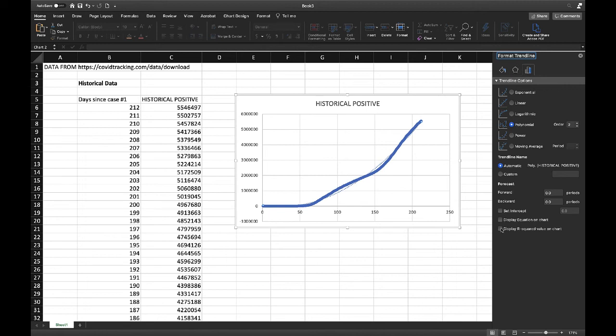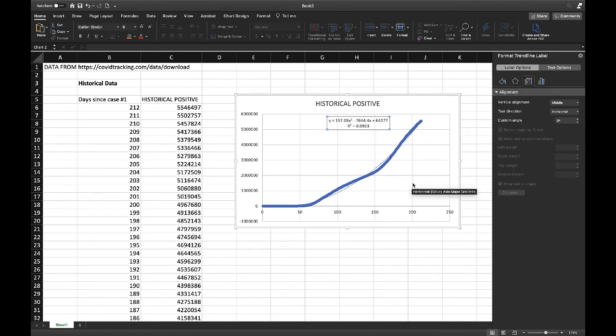We can do the same thing and get the r squared. You see that r squared is 0.9933. It's an almost perfect fit. And then here's the equation. Just to walk through this so you understand what's happening, it says that the y value at any point in time is equal to 157.08 times the x value, or days, squared, minus 7644.4 times the x value, plus, again, an intercept of 64277. That yields a very good fit right here.